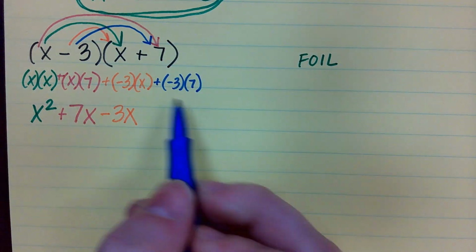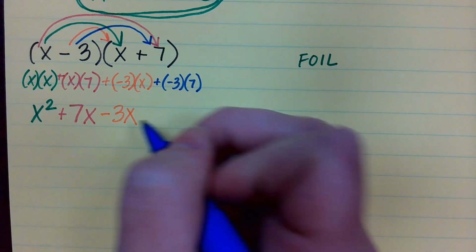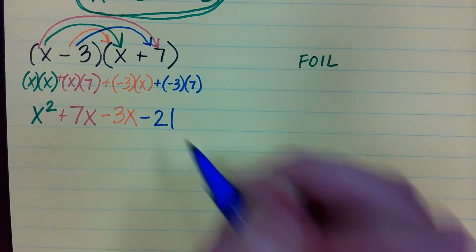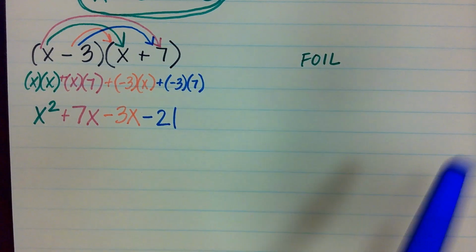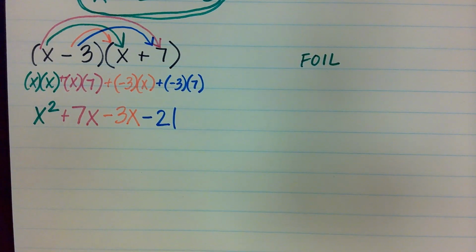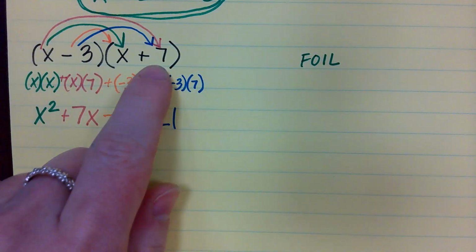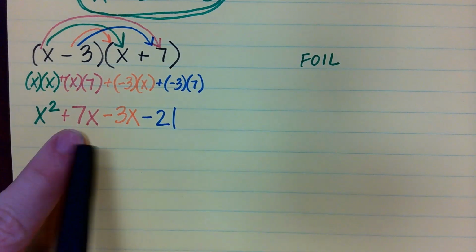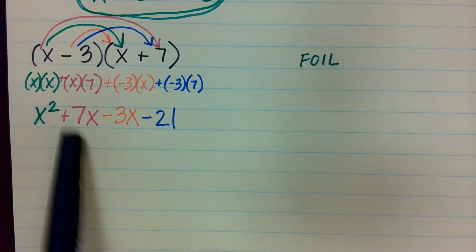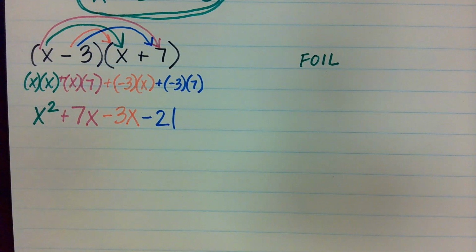And what is the answer to that? Negative 21. Awesome. Okay, so we have completed the FOIL process. We've distributed this binomial into the second one. Yes, don't second guess yourself. You're right. 7x and negative 3x are like terms. We want to combine those. What is 7x minus 3x? 4x.